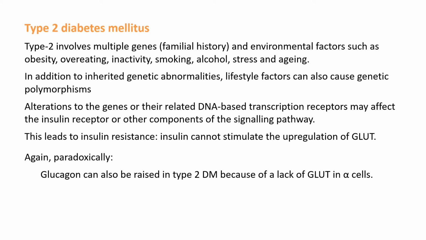And again, we have the same effect. If insulin cannot stimulate the upregulation of GLUT, it also can't do it in the alpha cells. So again, we're going to get a paradoxical exocytosis of glucagon from the alpha cells, which is going to break down our glycogen, which is going to increase hyperglycemia further.